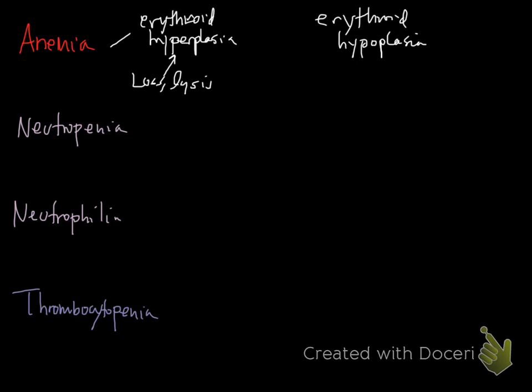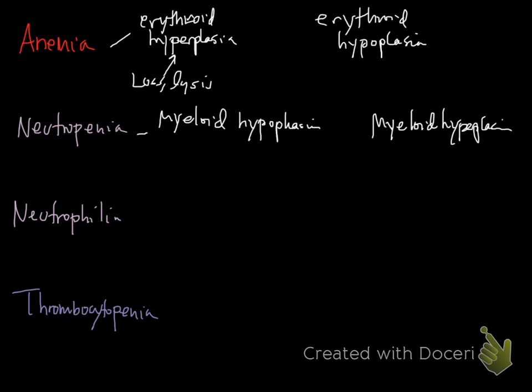Neutropenia is similar. So neutropenia can occur due to myeloid hypoplasia, right? So if you have myeloid hypoplasia, that can be a cause of neutropenia. However, if you have a peripheral overconsumption of neutrophils, then the appropriate marrow response is myeloid hyperplasia, and so you could see then myeloid hyperplasia. Neutrophilia is usually caused by myeloid hyperplasia, right?